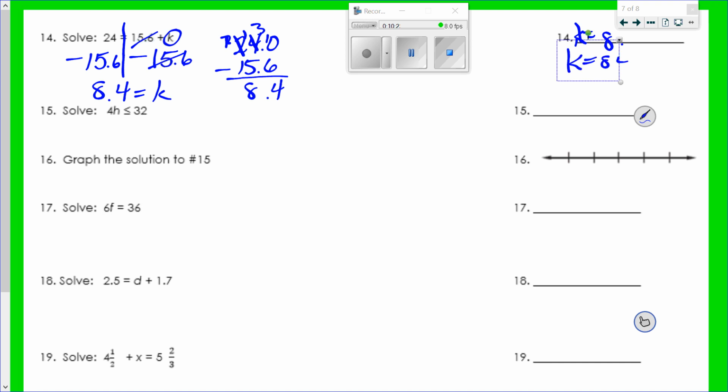Oh, it is on. There we go. So I hope you can figure out that that is 8 4/10. If not, I have it right here.